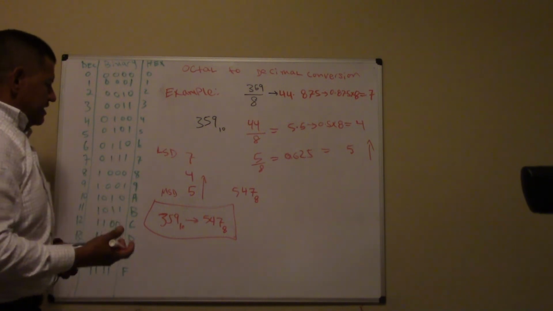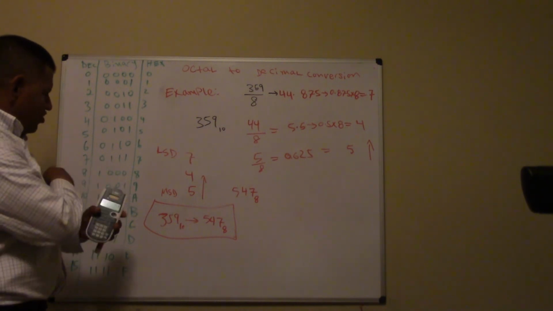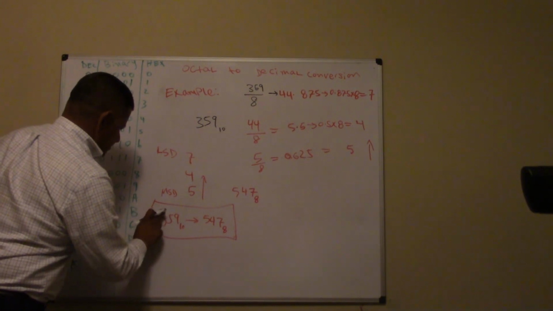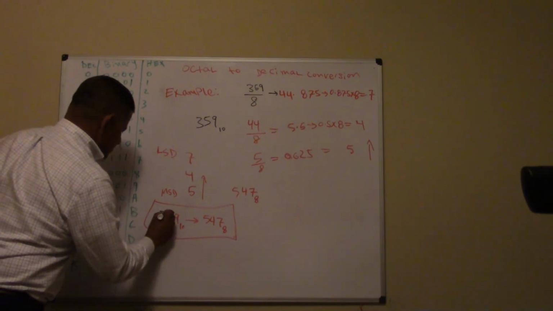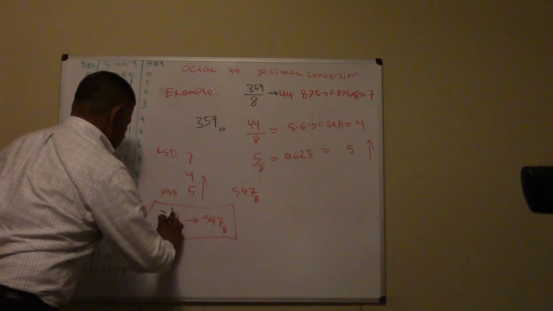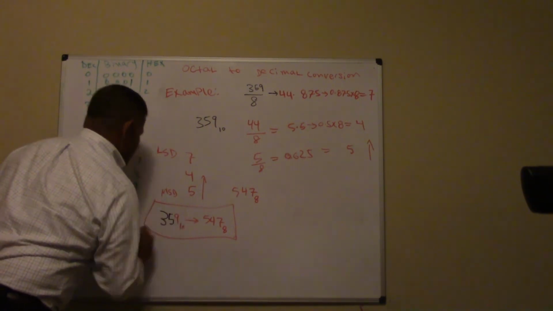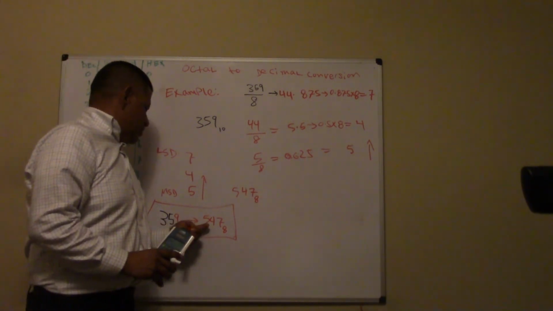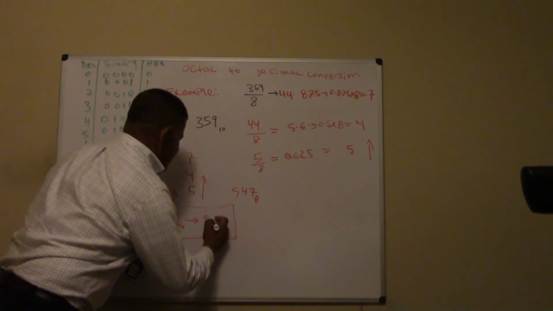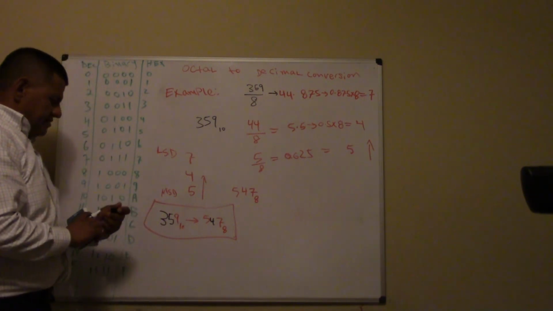Alright, that's it. That's a quick video for today. I hope you learned something out of these videos. Alright, 359 base 10 is equal to 547 base 8.